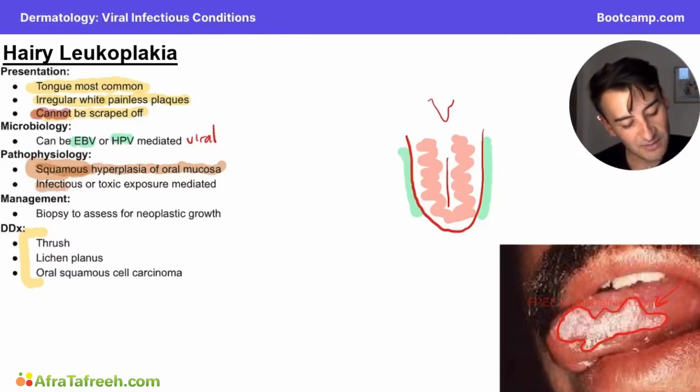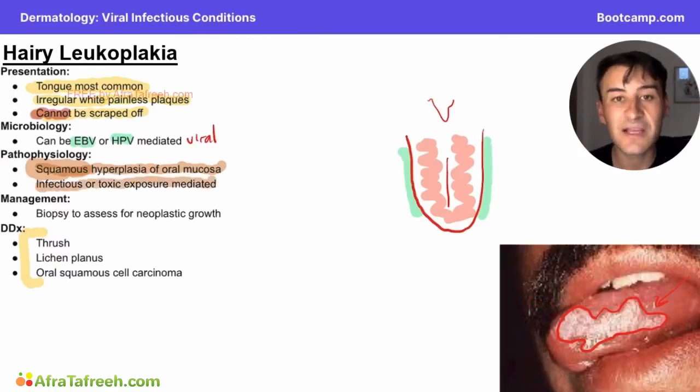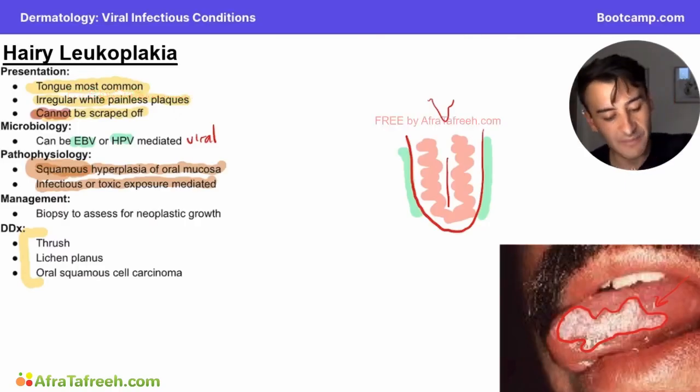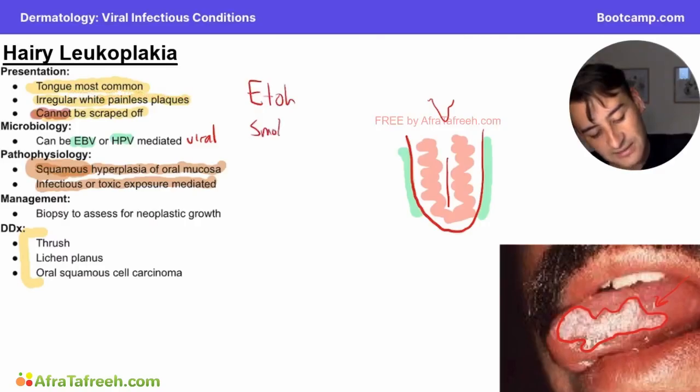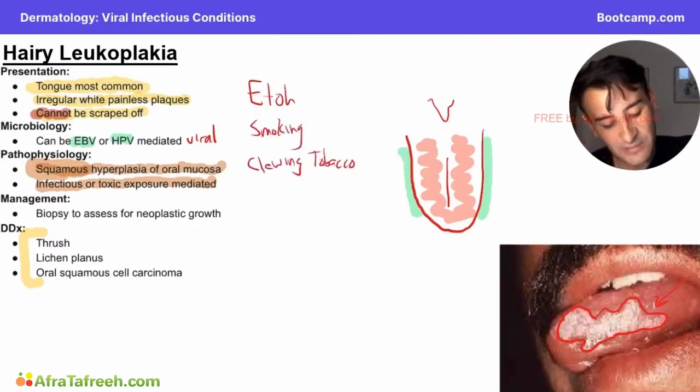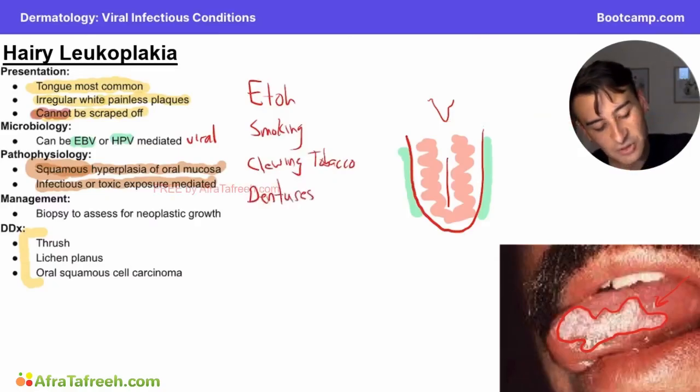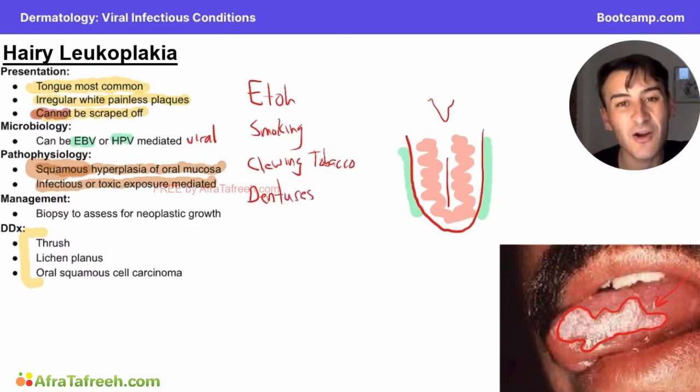It can also be mediated by infectious or toxic exposures. So things that I like to think about that can cause hairy leukoplakia are things that can cause irritation to the mouth. So I'm thinking about things like alcohol use, things like smoking, things like chewing tobacco. These are all going to be caustic insults to the mucosa. Additionally, people who wear dentures for a long time and maybe don't do the best job of cleaning them are also at risk because those dentures can be really aggravating and lead to that squamous hyperplasia.